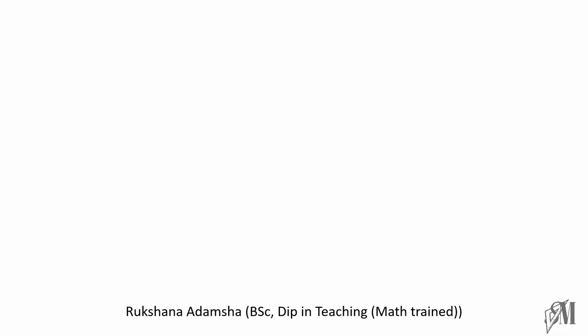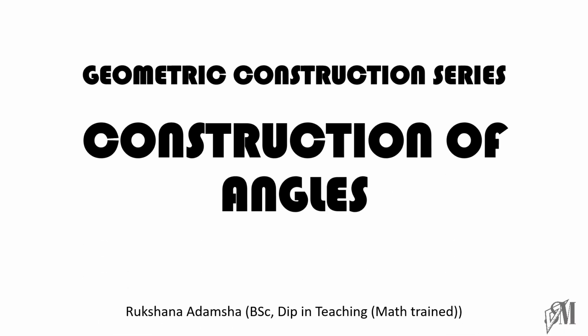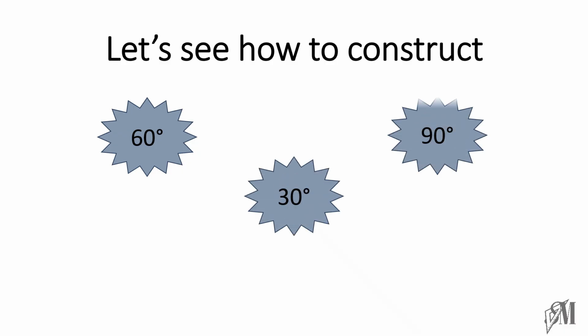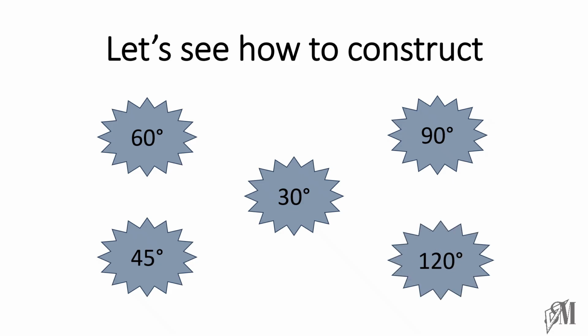This is the third video of my geometric construction series. So let's get started with construction of angles. Through this video, I am going to tell you how to construct an angle of 60 degrees, an angle of 30 degrees and an angle of 90 degrees. At the same time, we will also see how to construct an angle of 45 degrees and an angle of 120 degrees too. And meanwhile, I am ready to tell you how to construct the angle bisector and the process of copying an angle. So let's go into the video.